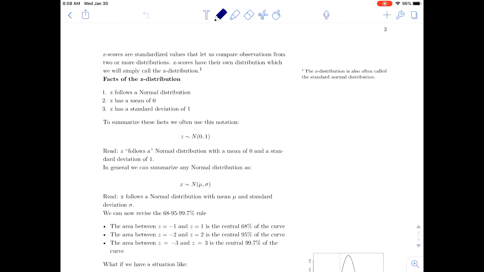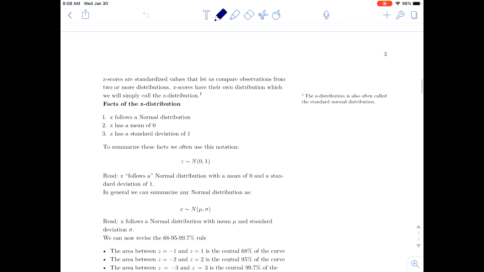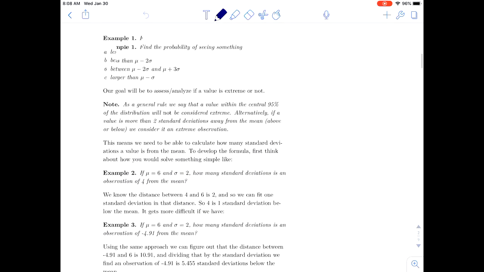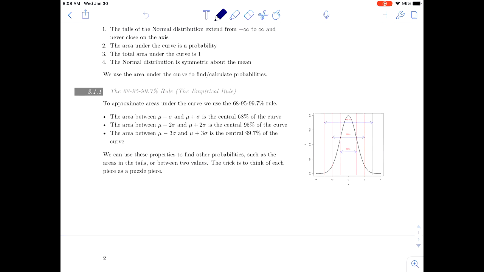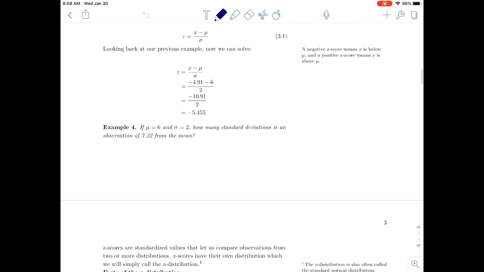Okay. So z-scores will follow a z distribution, right? And so the distribution of z is a special case. Okay? So it follows a normal distribution. Okay? It has a mean of 0. And it has a standard deviation of 1. Okay? So really what I drew in my 68, 95, 99.7 rule was really the z distribution. Right? Just shrunk it down, centered it on 0 with a standard deviation of 1.